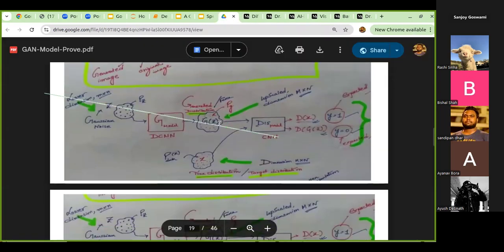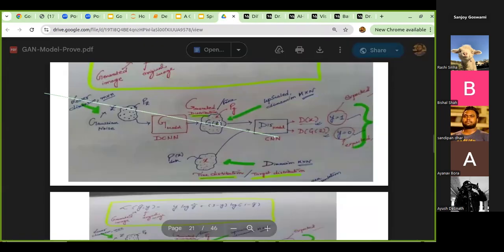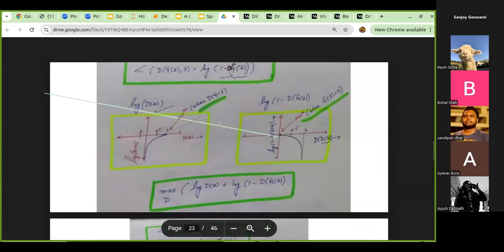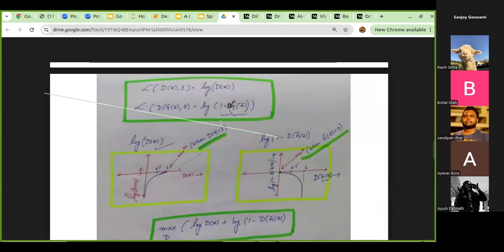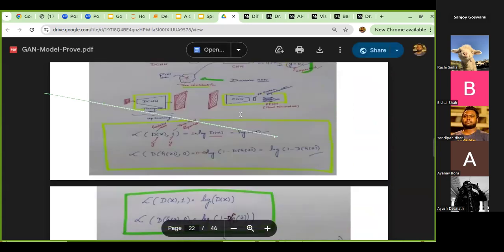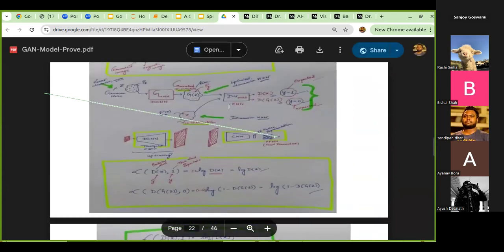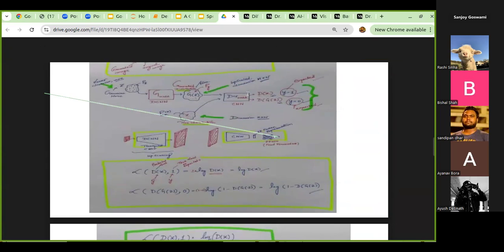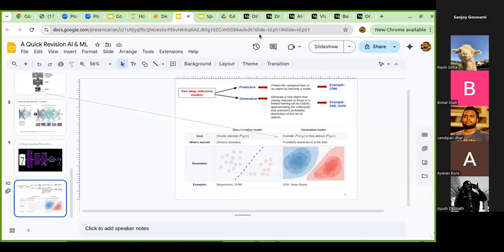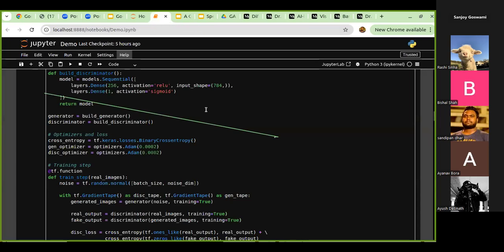So actually this part is very much essential. If you want to understand how GAN works, there is something called the minimax algorithm. So there is a loss function between generator and discriminator, and the minimax algorithm keeps on working. So how does this minimax algorithm work? What is my slide? Okay, yeah.